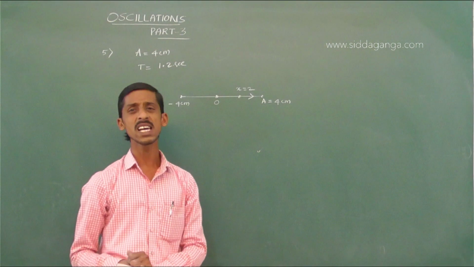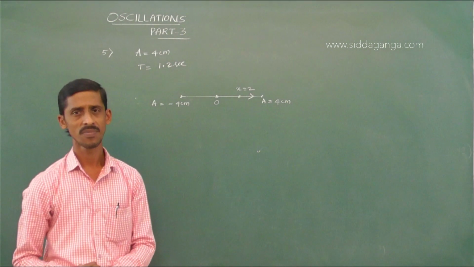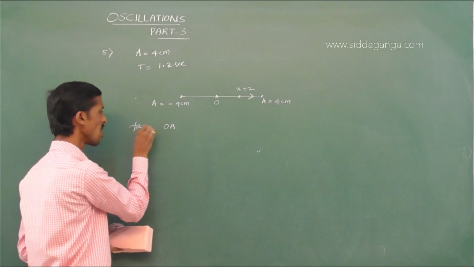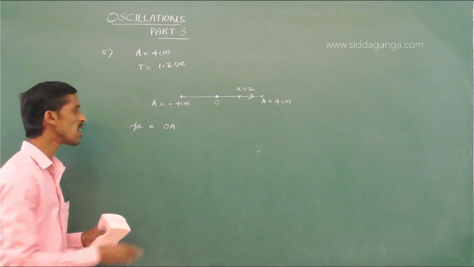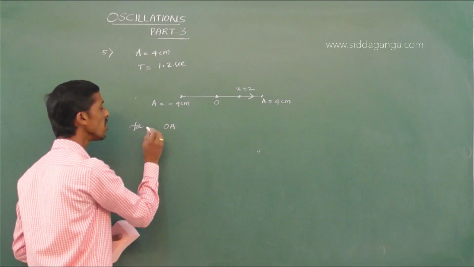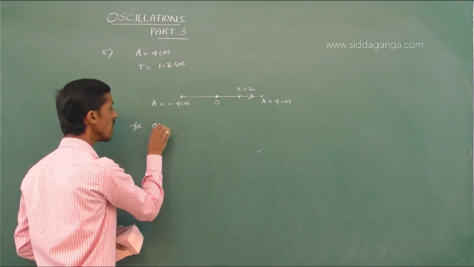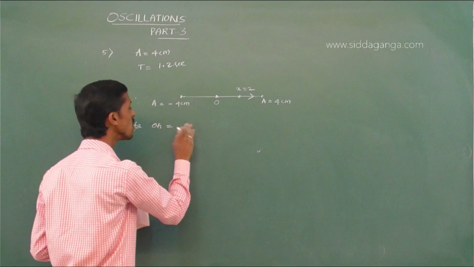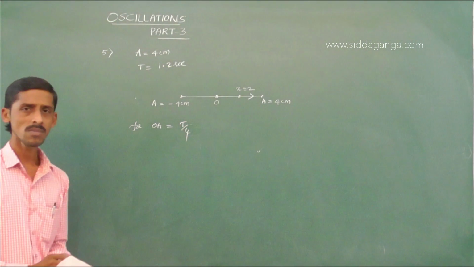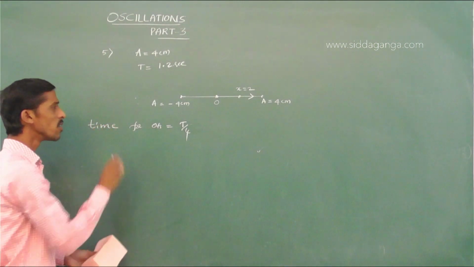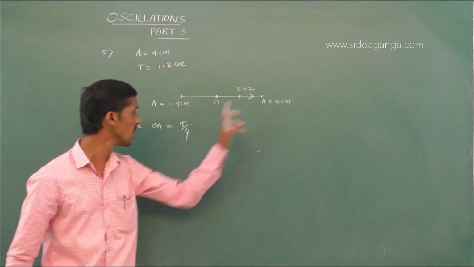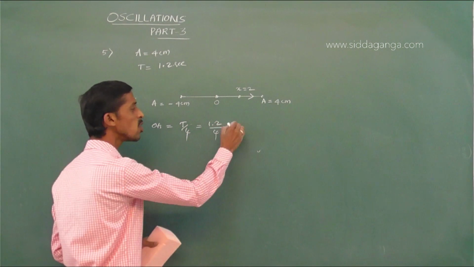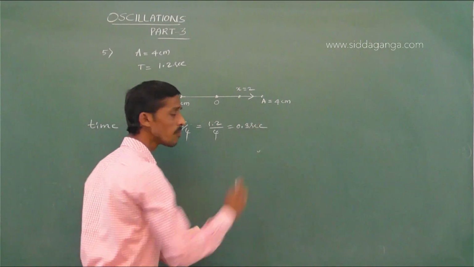In the displacement equation I told you clearly. The time taken by the particle to go from equilibrium position to extreme position is T by 4. What is the time it will take to go from equilibrium position to extreme position? T by 4. So time period here is 1.2 second, put 1.2, 0.3 second.